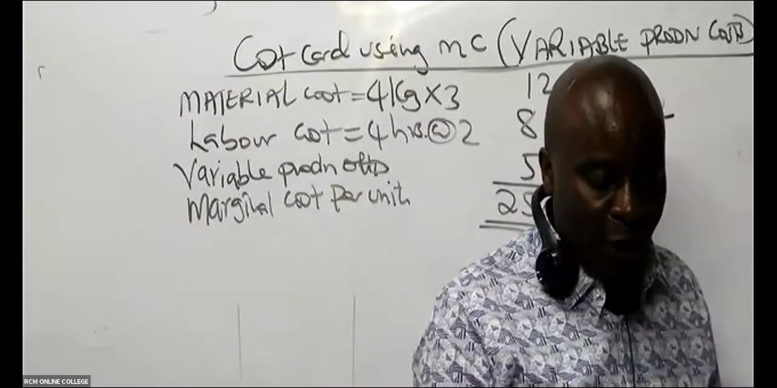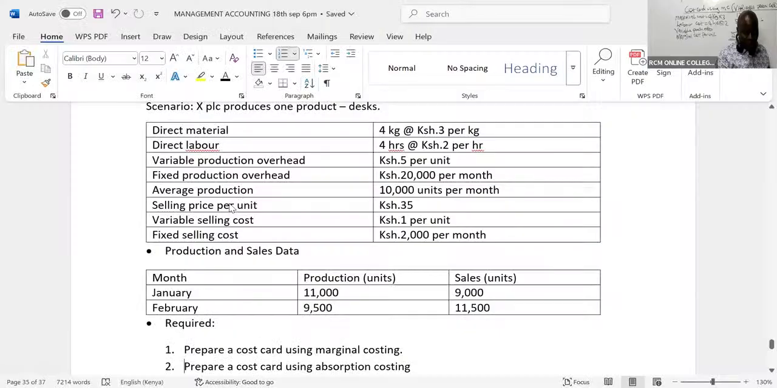Remember, if you look at your past papers, because these are past paper questions that I brought here, you'll be able to see somewhere down here, after direct materials, we have direct labor, we have variable production overhead, we have fixed production overhead. Those ones cannot come to our statement here, because this is marginal costing, which is variable production costing. Then we have average production. Then we have selling price, and then you can see down there we have variable selling cost.